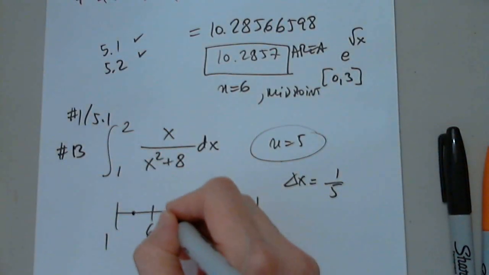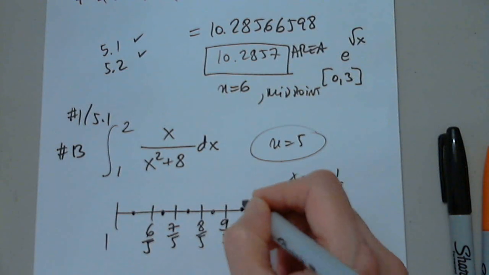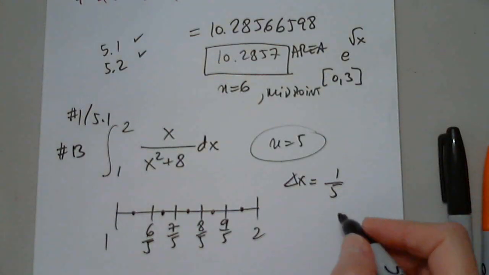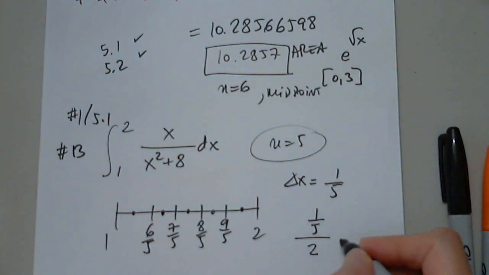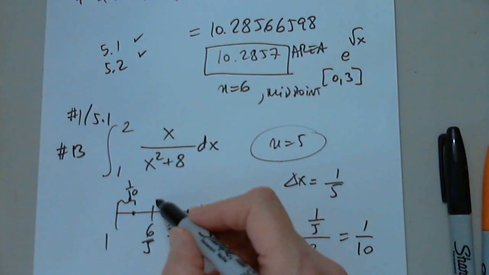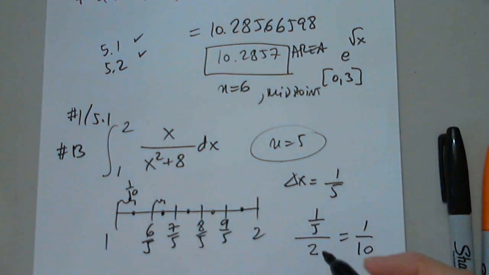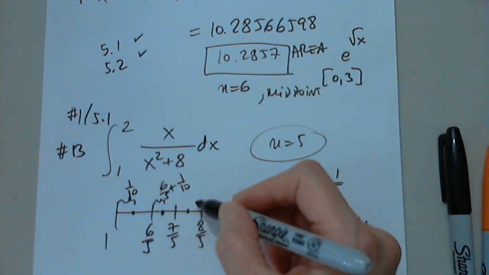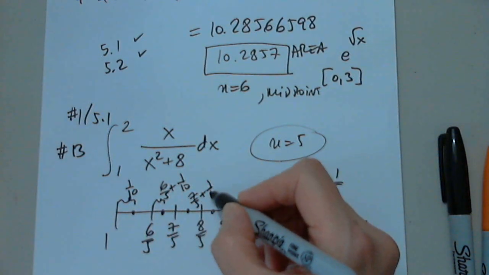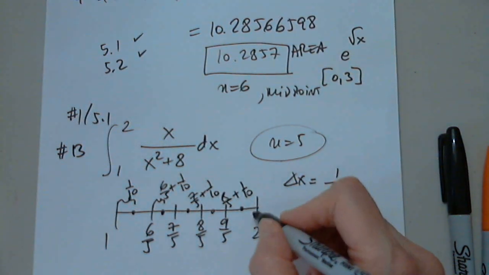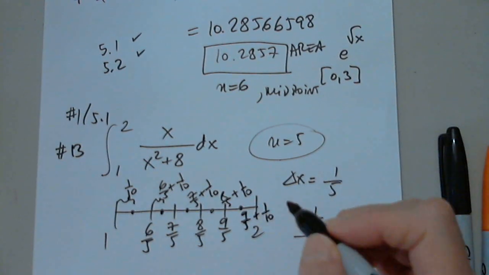But now they're asking us to find the midpoint. So that's the biggie, right? So 1/5 divided by 2 is 1 over 10. So this piece is 1 over 10. This piece is 6/5 plus 1 over 10. This one is 7/5 plus 1/10. This one is 8/5 plus 1/10, and this last one is 9/5 plus 1/10.